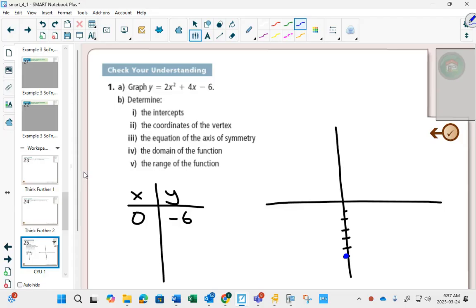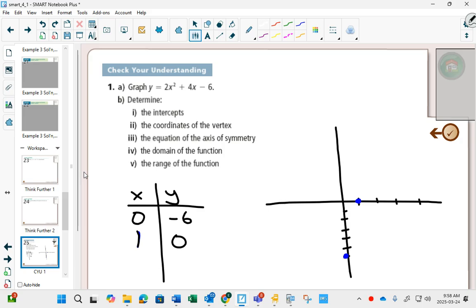Okay, probably next I would pick 1. 1 seems like pretty easy mental math to do. 2 times 1 plus 4 is 6, minus 6 is 0. Okay, so I have a second point. This actually will give you right now a hint of where the vertex is going to be, using one of the things that we had in our notes so far.